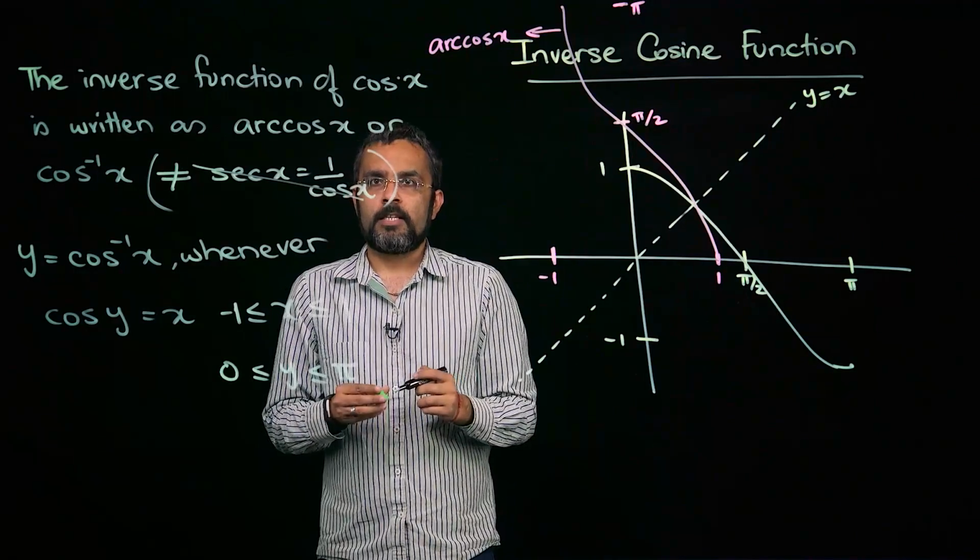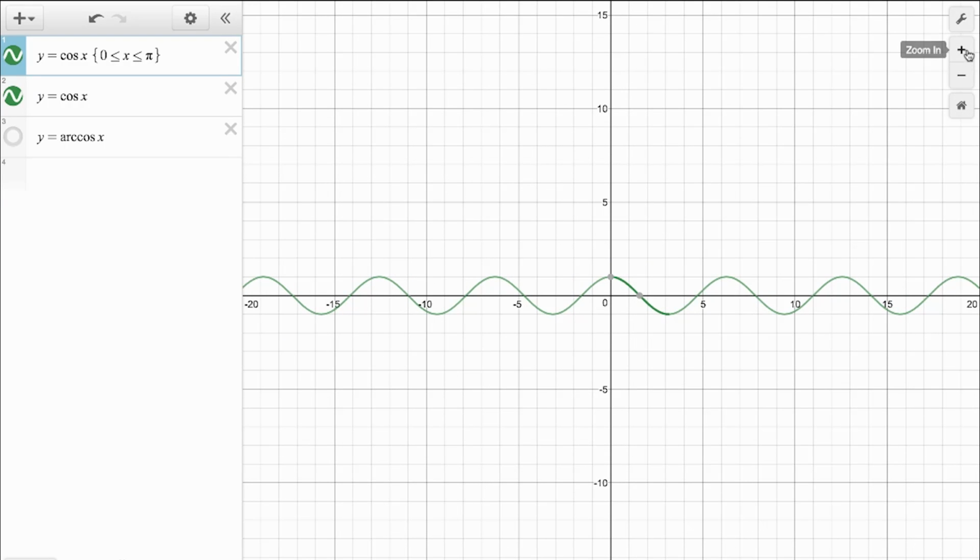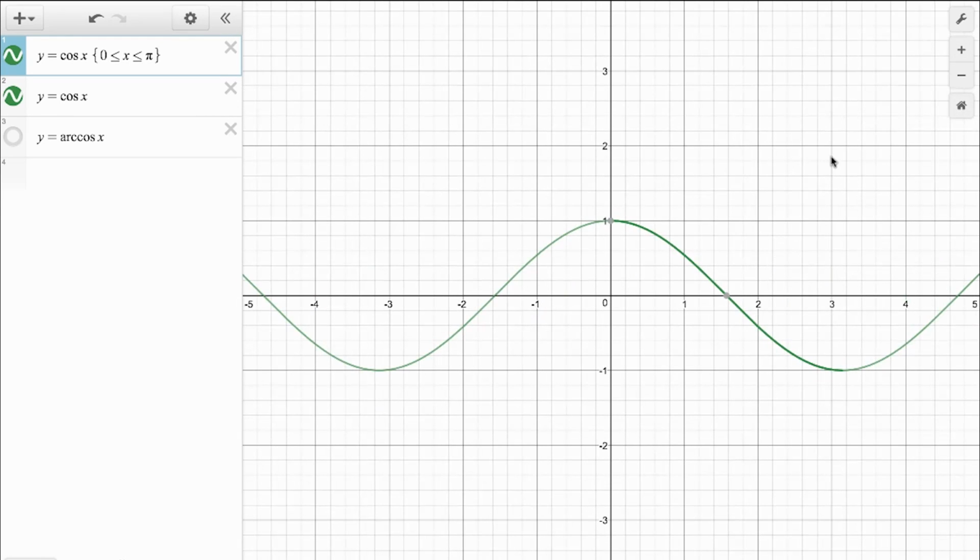So let's take a look at Desmos. Okay, so here's the graph of my cosine function, right? So this is your cosine wave. If I zoom out, let's zoom in a bit. And what I'm going to do here now is I'm just going to restrict this function from 0 to pi, right?